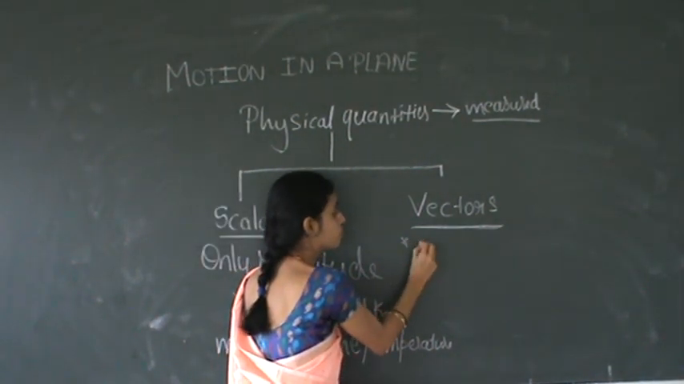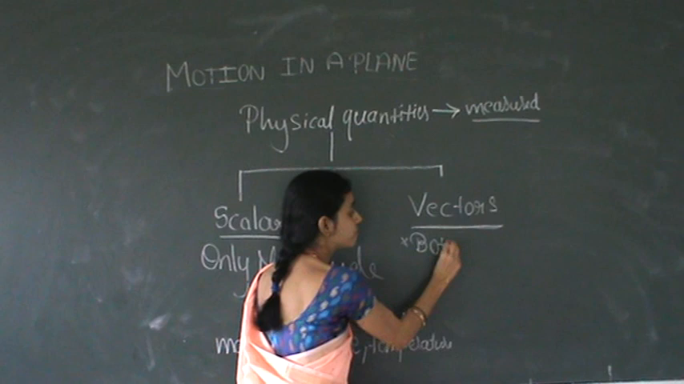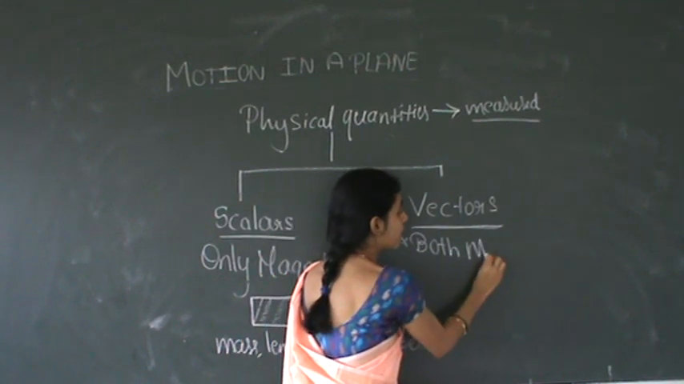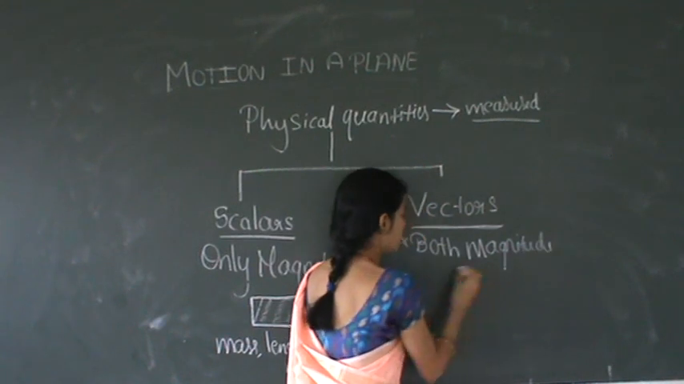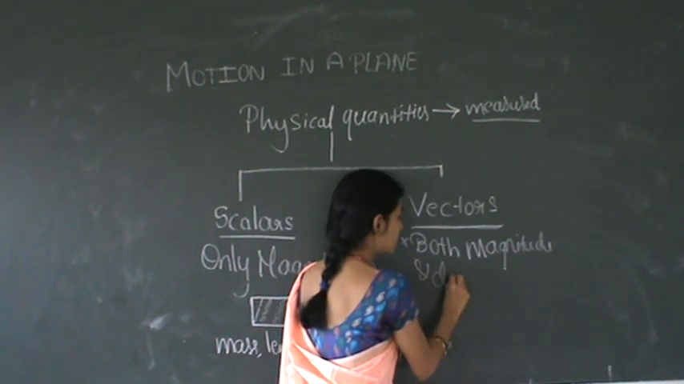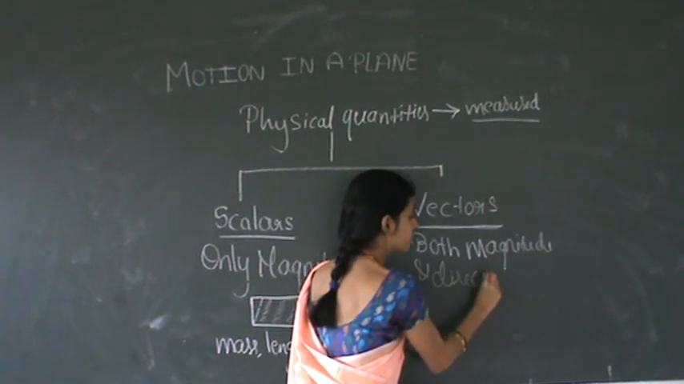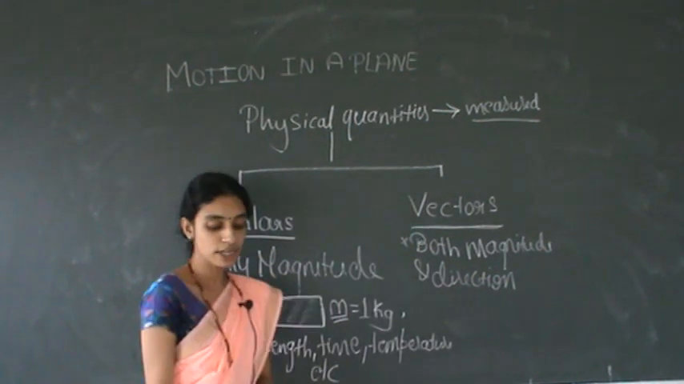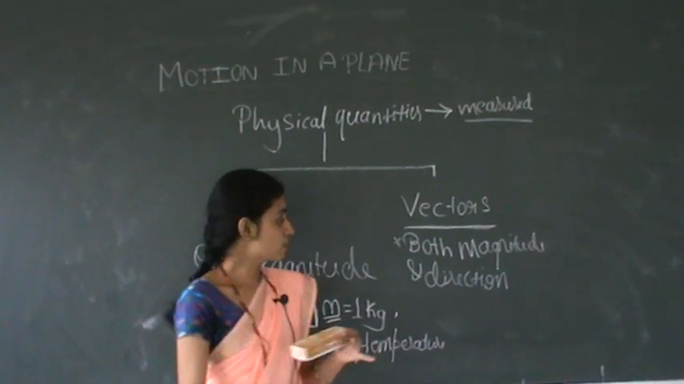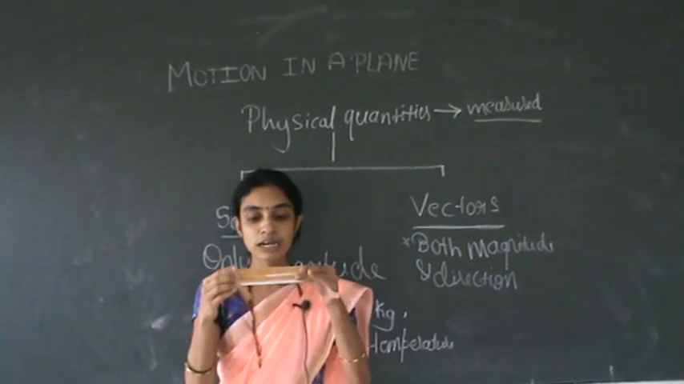A vector is a quantity having both magnitude and direction. Magnitude and direction. So first I will give one example.